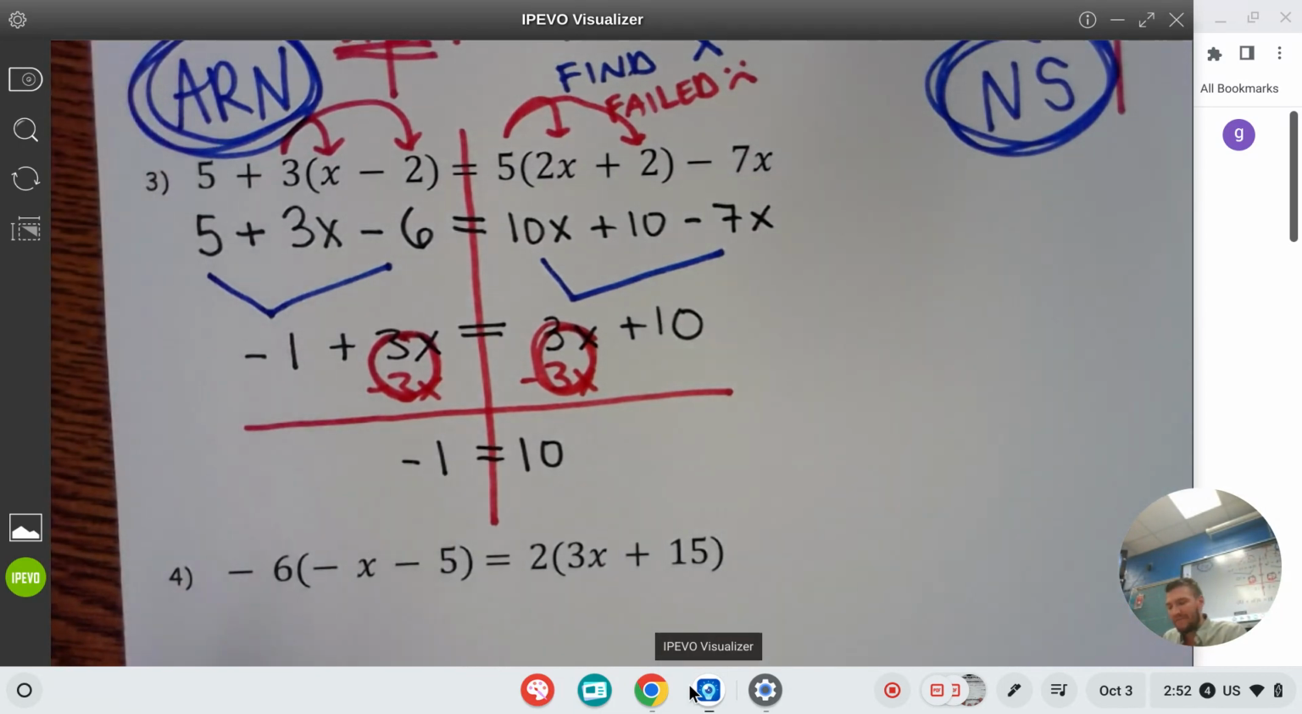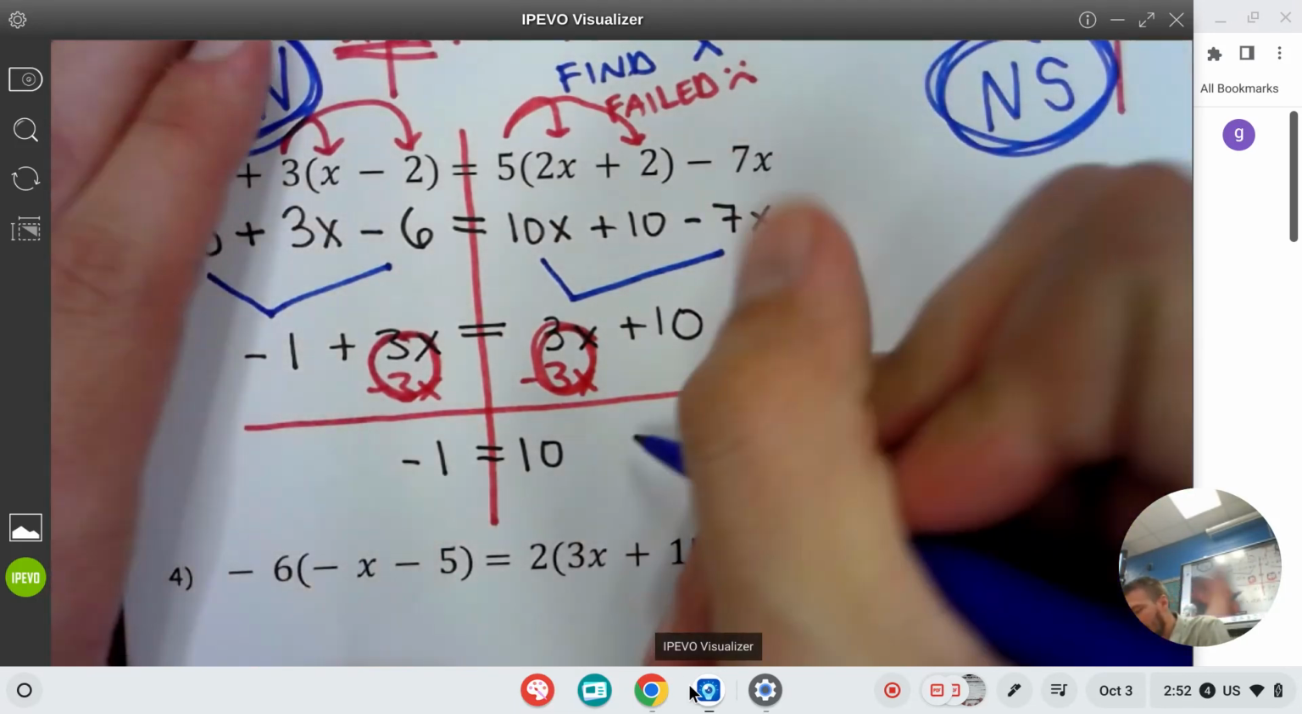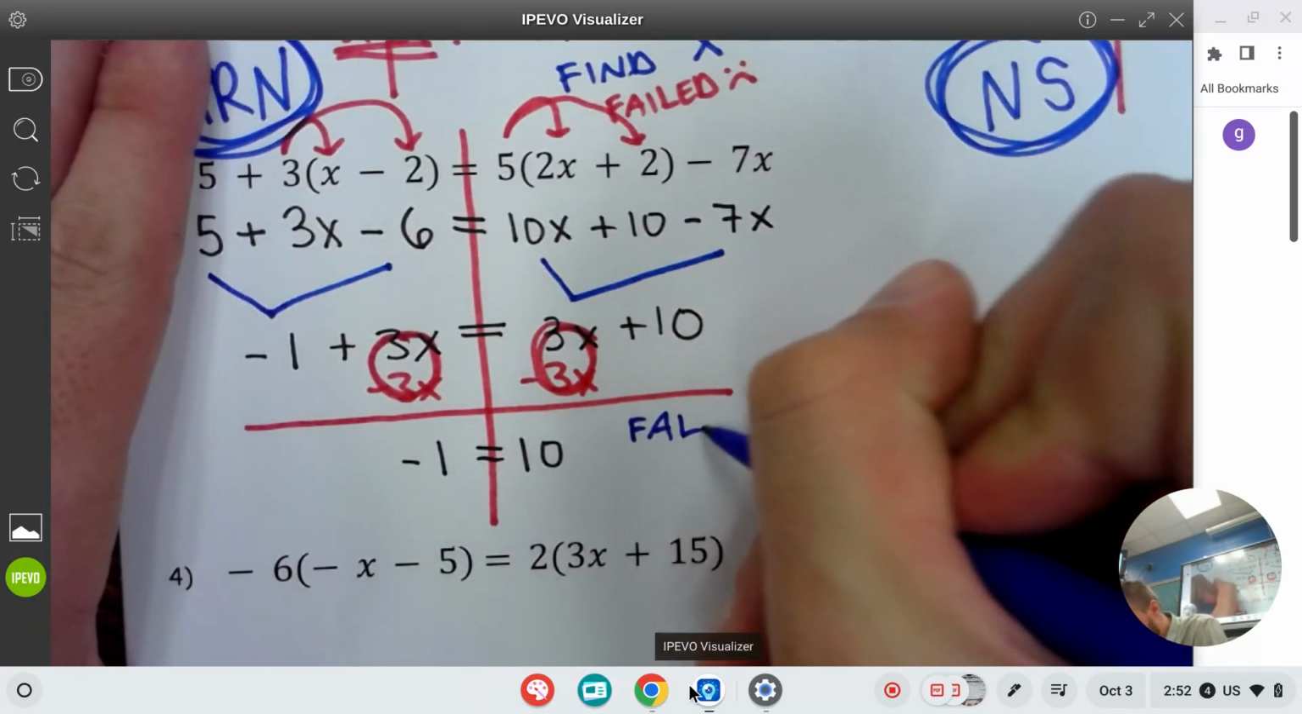Negative 1 equals 10. It's over. So, if we have negative 1 equals 10, if you go ask a second grader, is negative 1 equal to 10? They're going to say, high school's weird. No, of course, negative 1 is not equal to 10. So, this is clearly a false statement.